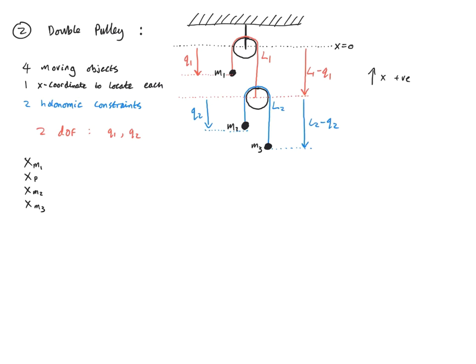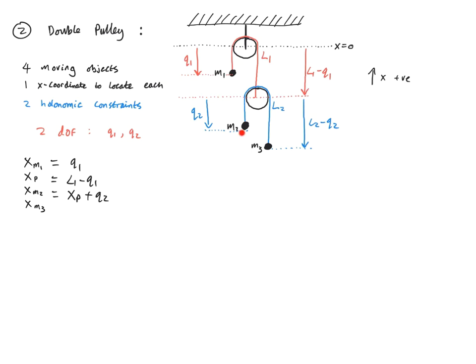Here are the x-coordinates of our objects: the x-coordinate of the mass m1, the x-coordinate of the pulley, the x-coordinate of mass number 2, and the x-coordinate of mass number 3. The x-coordinate of mass number 1 is, by definition, simply the generalised coordinate Q1. The x-coordinate of the pulley is simply L1 minus Q1, whereas the x-coordinate of mass number 2 is the x-coordinate of the pulley plus Q2.